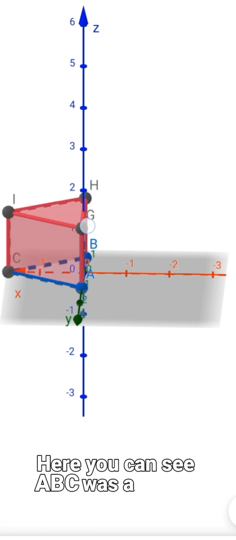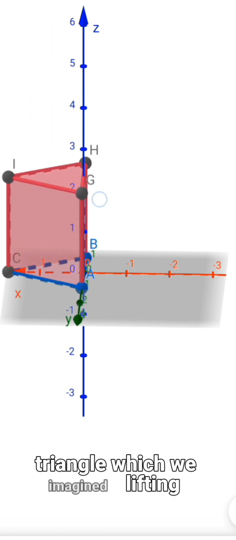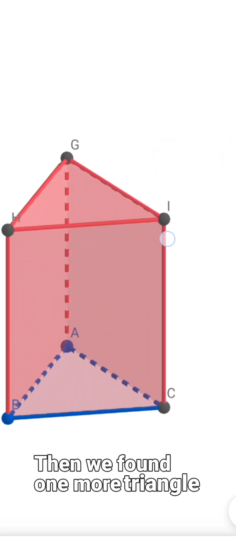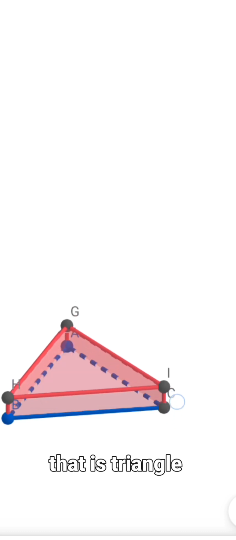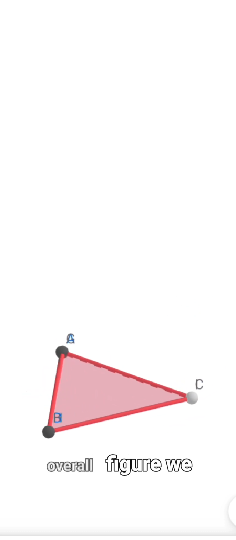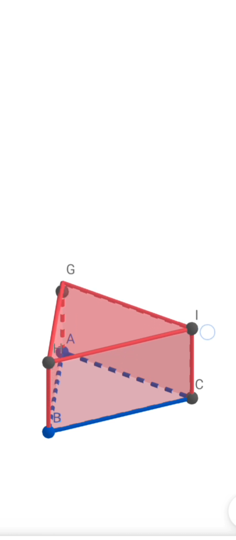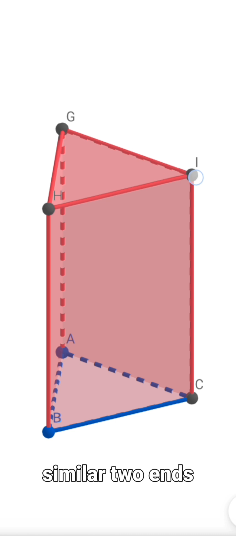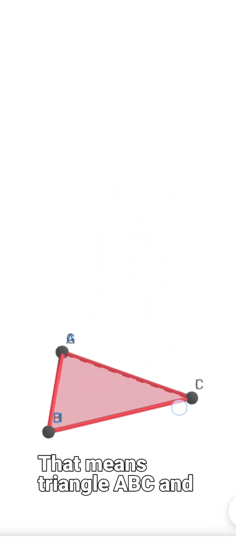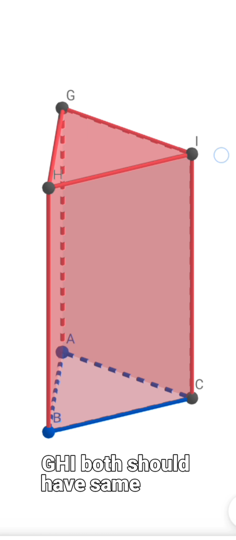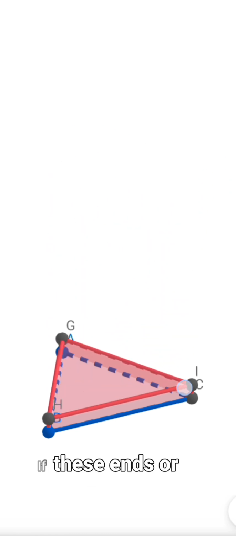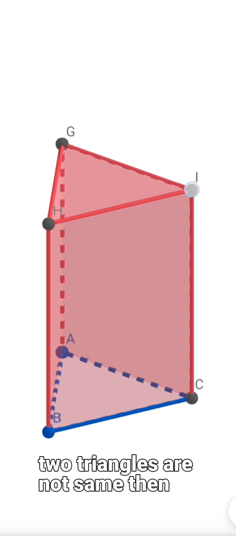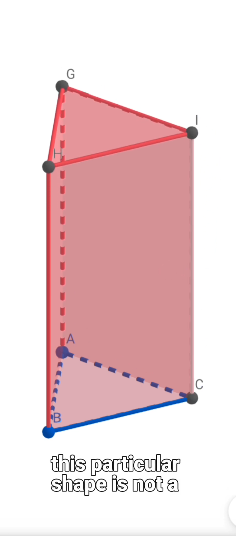Here you can see ABC was a triangle which we imagined lifting up on the paper. Then we found one more triangle, that is triangle GHI, and the overall figure we got is called a prism. That means for a prism we get two similar ends. That means triangles ABC and GHI both should have the same dimensions. If these ends, or particularly these two triangles, are not the same, then this particular shape is not a prism.